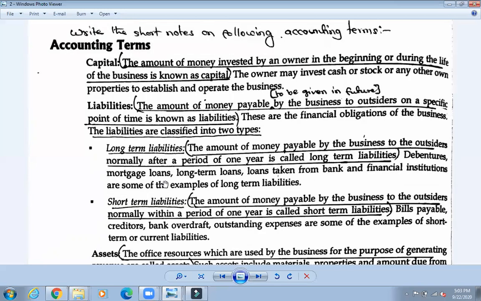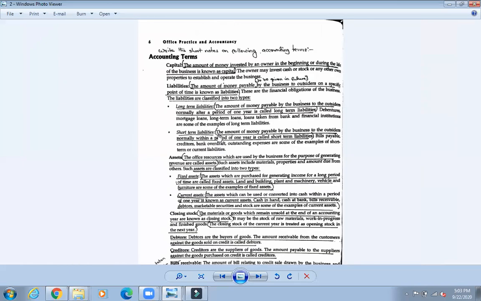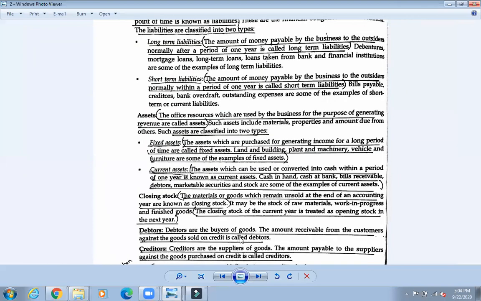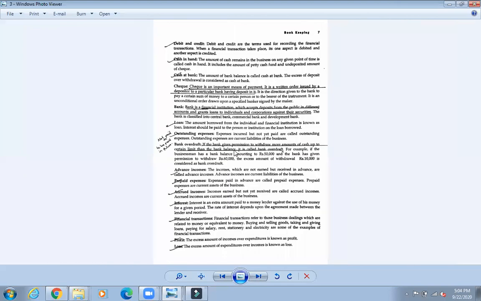Capital means those amounts which you have invested in the beginning of the business. So these are all the meanings that you need to learn right now. So write and read them, both writing and reading. Tomorrow we'll do the remaining numbers. There are other numbers too, that we'll do tomorrow.